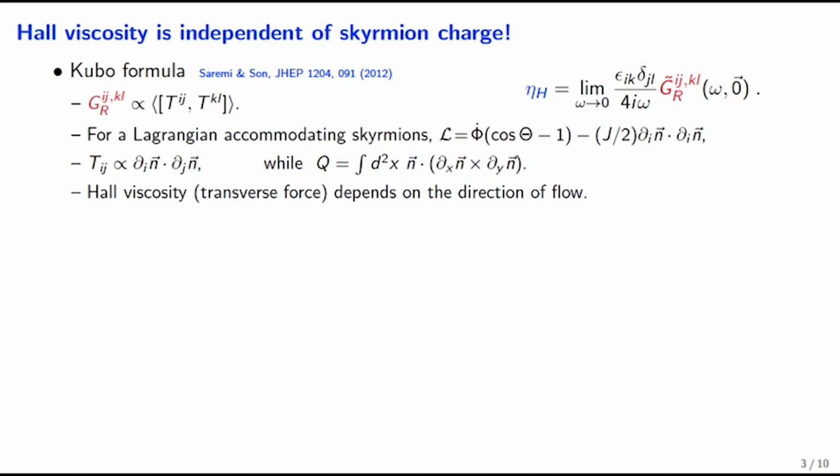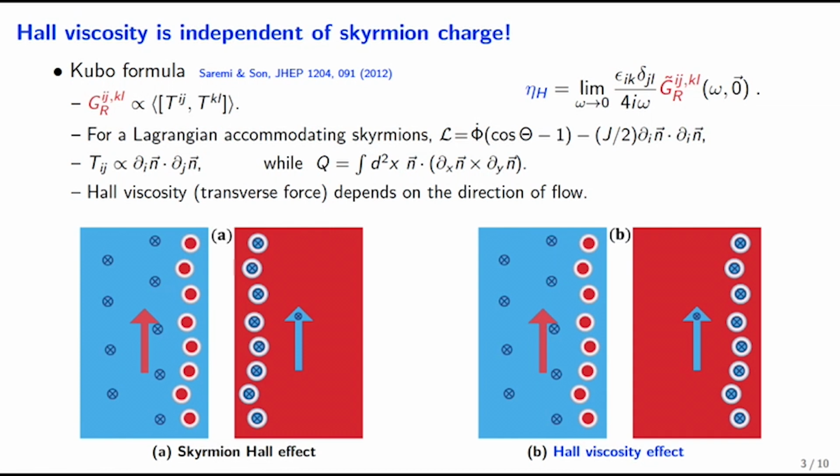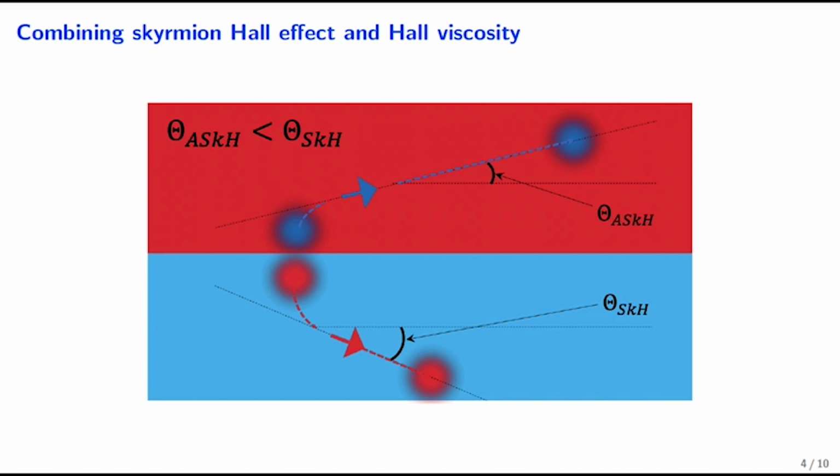As we know, skyrmion and anti-skyrmions are pushed toward the opposite transverse directions, as in the left figure. It turns out that they are actually pushed toward the same transverse direction as in the right figure due to the Hall viscosity. If we combine these two effects, we can actually illustrate the situation as follows. Now we see that the skyrmion has a bigger Hall angle in a pictorial way.